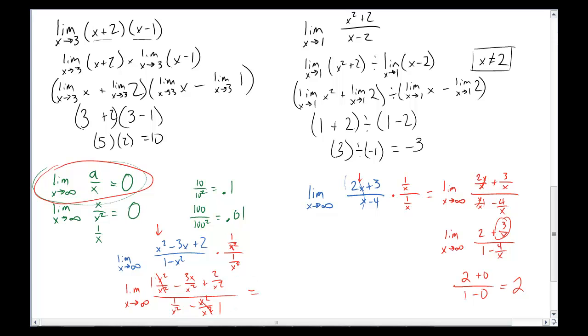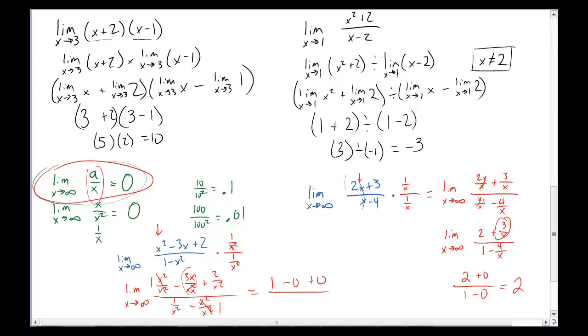The limit as x approaches infinity of 1 is 1. This one right here, if the x cancels out, it'll leave me with an x on the bottom. It's 3 over x, which is this right here, which means that it's 0. 2 over x squared is also going to be 0. So I got another 0.